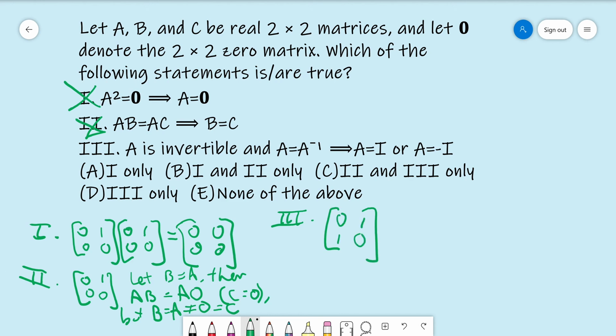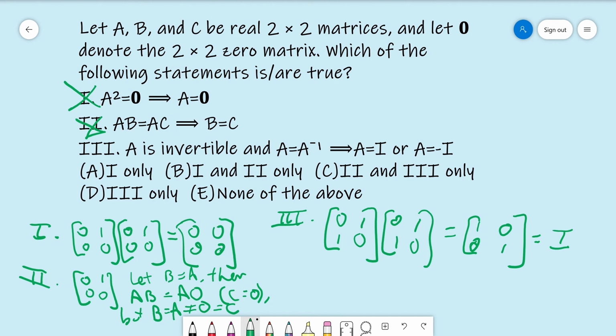But if you try out this matrix, which is also always handy to think about, you can see that when you multiply it by itself, you get 0 times 0 plus 1 times 1, that's 1. 0 times 1 plus 1 times 0, that's 0. 1 times 0 plus 0 times 1, that's also 0. And then 1 times 1 plus 0 times 0, that's 1. So this is the identity matrix.